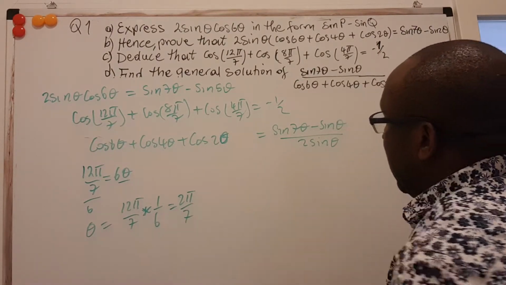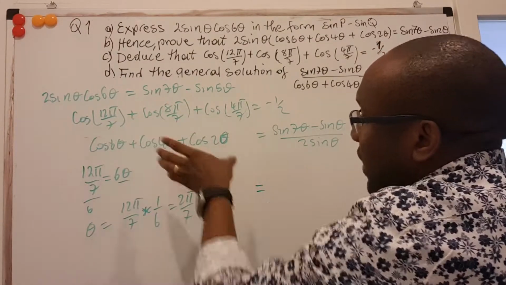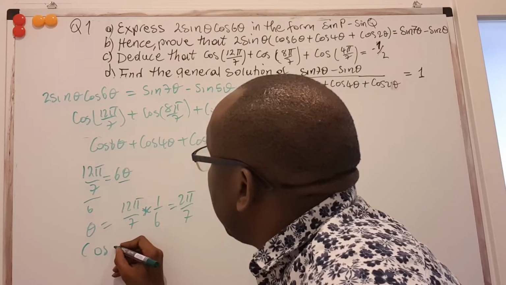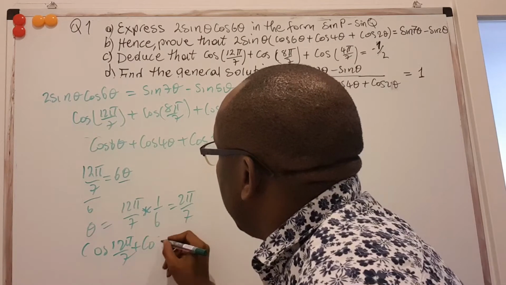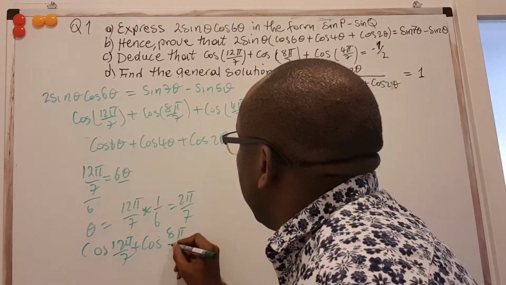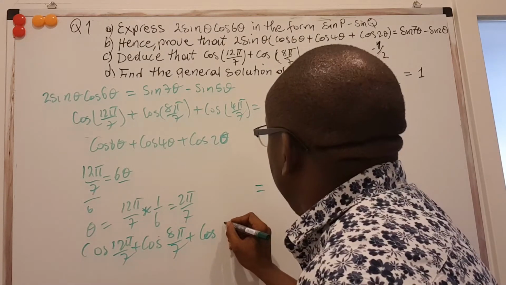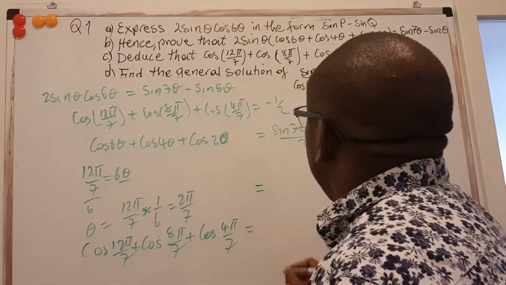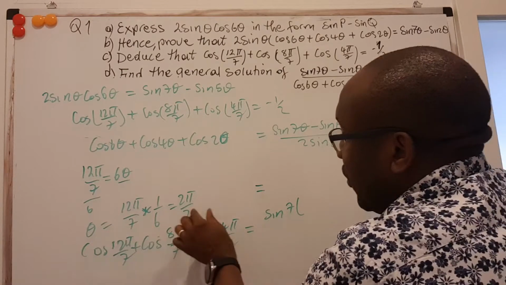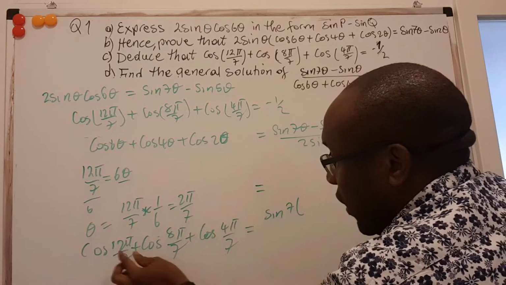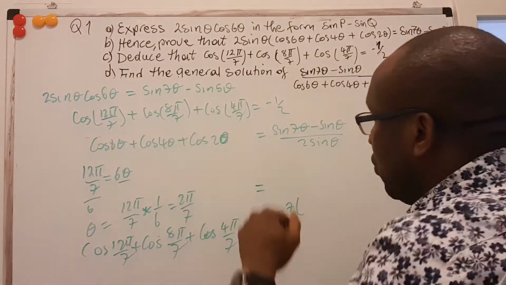So if I put theta here, my new equation is: cosine of 12 pi on 7 plus cosine of 8 pi on 7 plus cosine of 4 pi on 7 should be equal to the sine of 7 times theta, which we just saw. Because I've already deduced theta, I have to replace it. I just use this as a path to what I'm supposed to do.